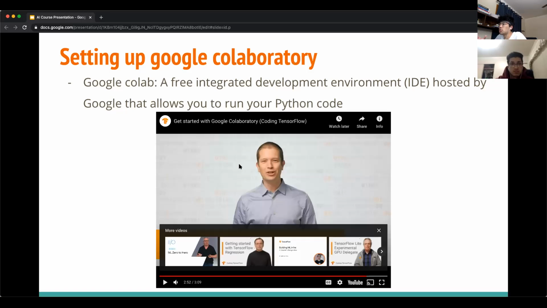So hopefully that introduced you to how Google Colab works. You should rewatch the video if you didn't catch it completely. In the slides, you can also check out the link. It's going to be super helpful to learn how it works, because this is how we're going to run all our code.